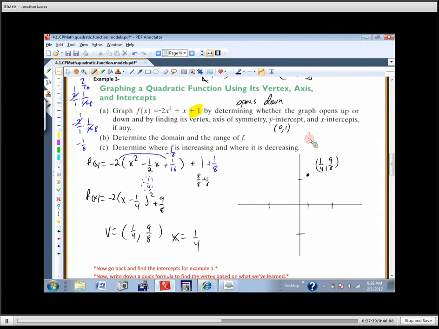Here's our axis of symmetry. Here's our y-intercept. Any questions? So we'd have another point right over here. And the graph is going to look something like this. Any questions?